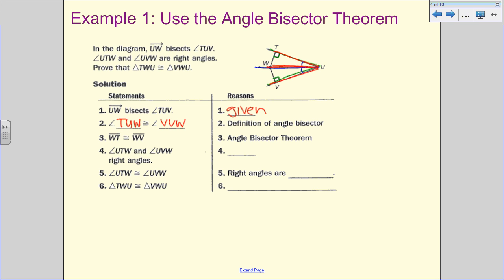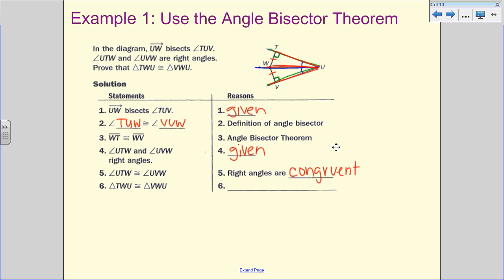We know that WT is congruent to WV, so these sides opposite are congruent. That's this angle bisector theorem, that once we bisect the angles, the sides opposite those are going to be congruent. Angle UTW and angle UVW are right angles. That was part of my given information. And so now I know that angle UTW is congruent to angle UVW because all right angles are congruent.